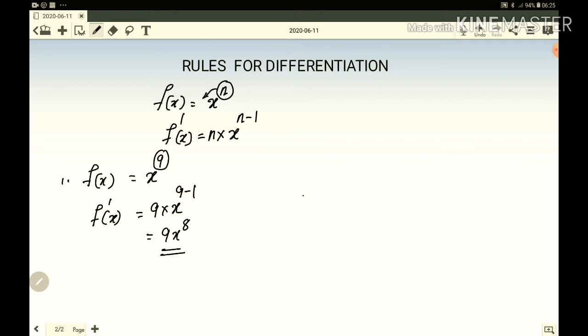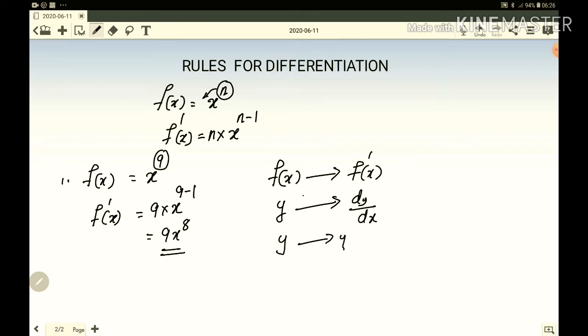Now I said that we are using different notations. For example, if the question is starting with f of x, then after the differentiation, it is going to be f dash x. F dash x, or f prime x, means we differentiate it. Sometimes the question is starting with y. Then after the differentiation, we can write dy by dx. Sometimes the very same y we can write y dash also. In the past it was there. Nowadays we are using dy by dx.